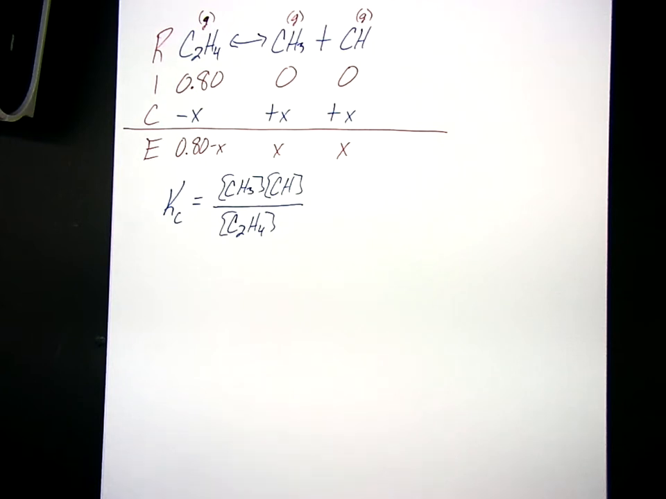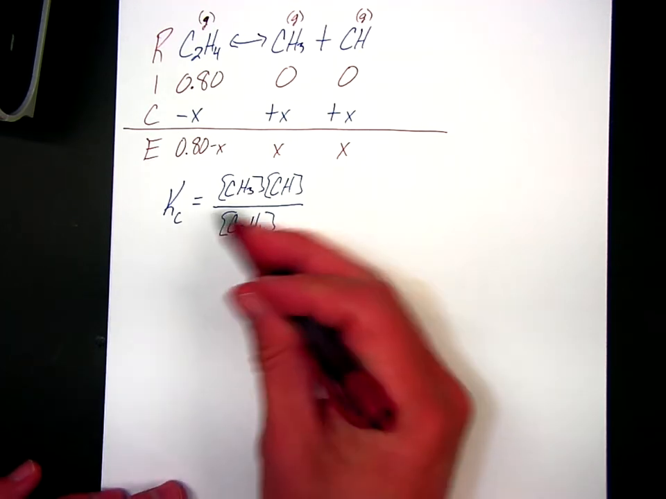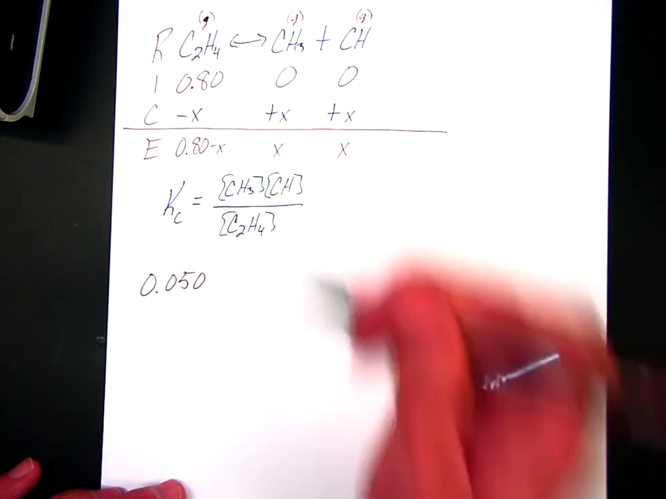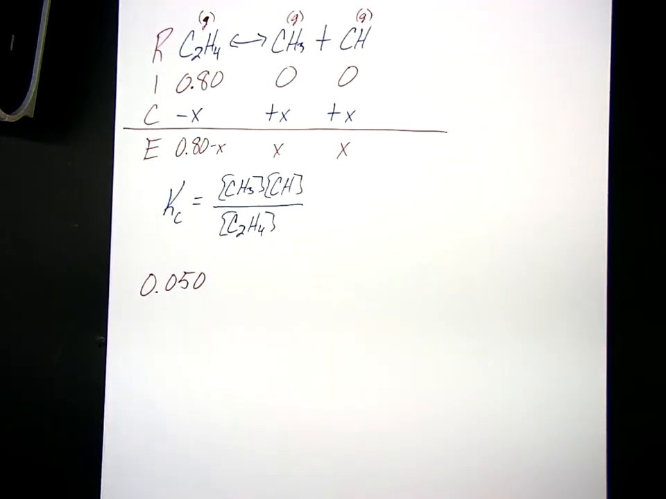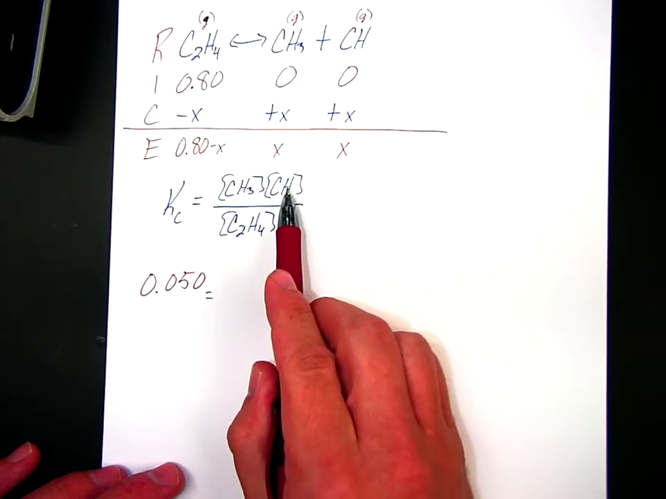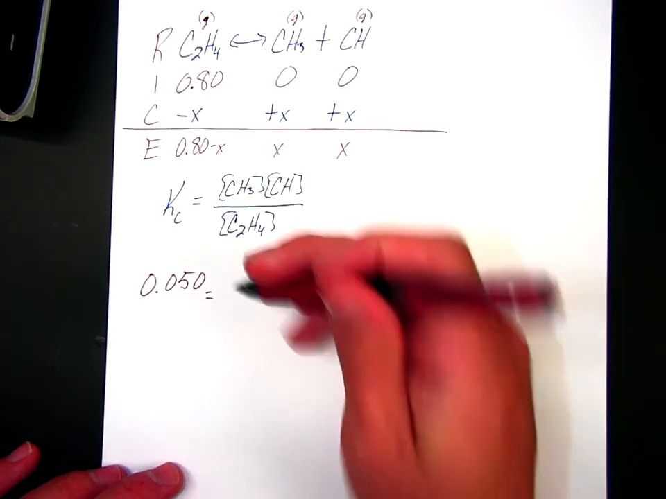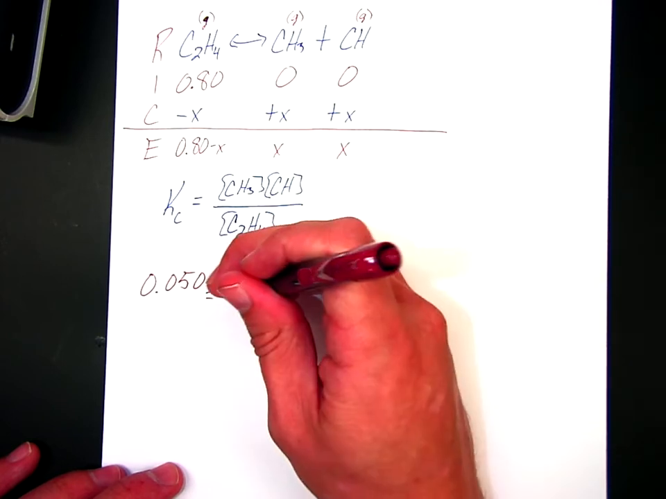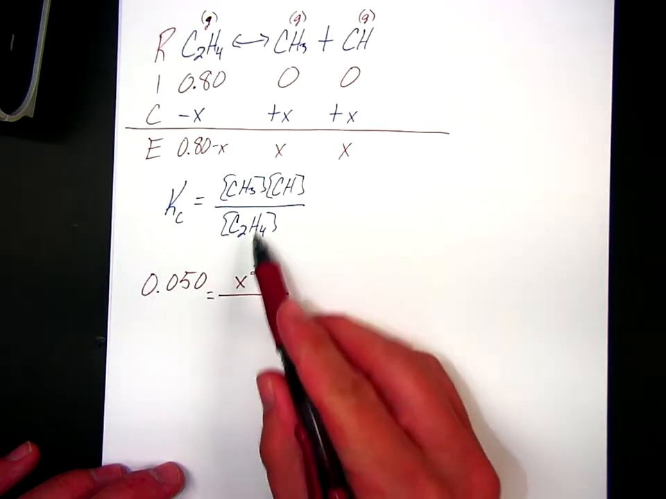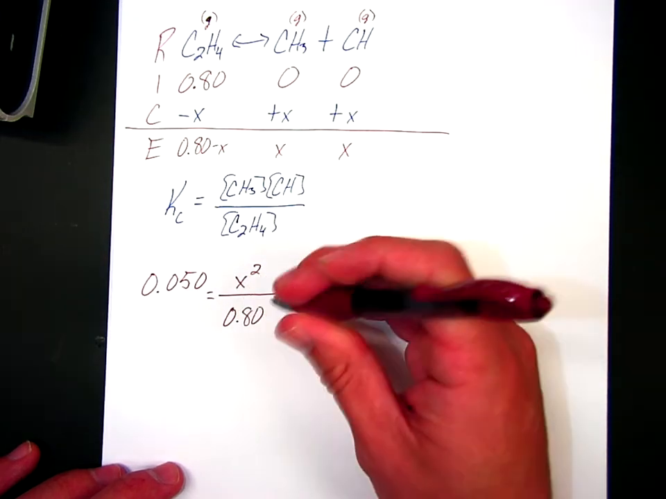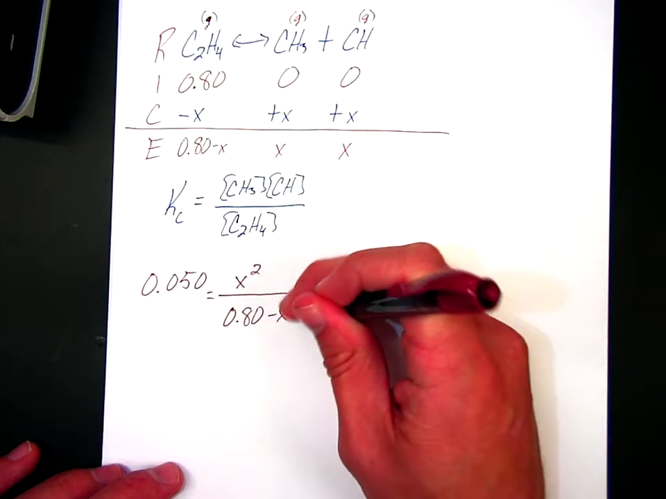It gives me a Kc value in the problem. It says that Kc is equal to 0.05. So I can sub in that value as being 0.05. And then we can sub in these guys, which is going to be an X times X, which is X squared, over the C2H4, which is 0.8 minus X.